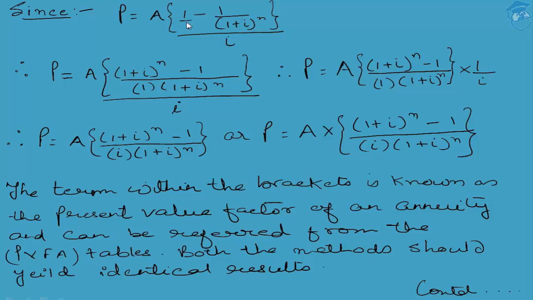This is a simple solving of the algebraic equation. P is equal to A within bracket 1 by 1 minus 1 by 1 plus I to the power n, by I. Upon undertaking the entire solution, we are arriving at this particular figure, that is present value is equal to A into 1 plus I to the power of n minus 1 upon I into 1 plus I to the power of n. I hope this discussion is clear, students.